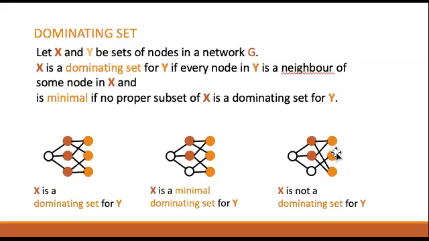X is a minimal dominating set for Y if it is a dominating set for Y, and no proper subset of X is a dominating set for Y. For example, in the second network, the set of brown nodes is a minimal dominating set for the set of orange nodes. But in the first network, the set of brown nodes is not a minimal dominating set for the set of orange nodes, since you can remove this bottom brown node from the set, and we still have a dominating set for Y.